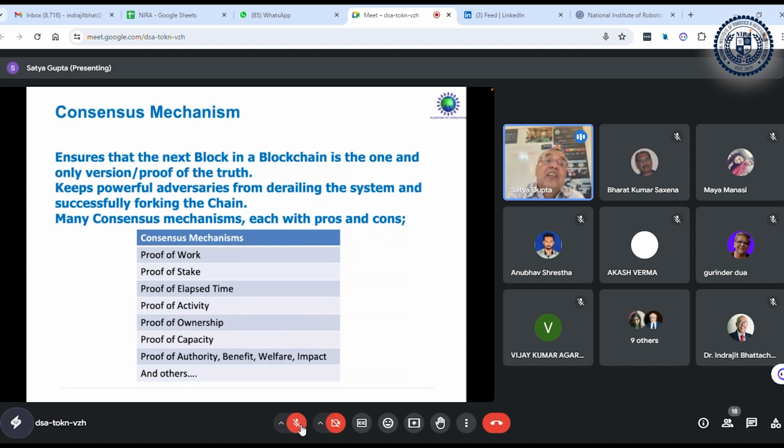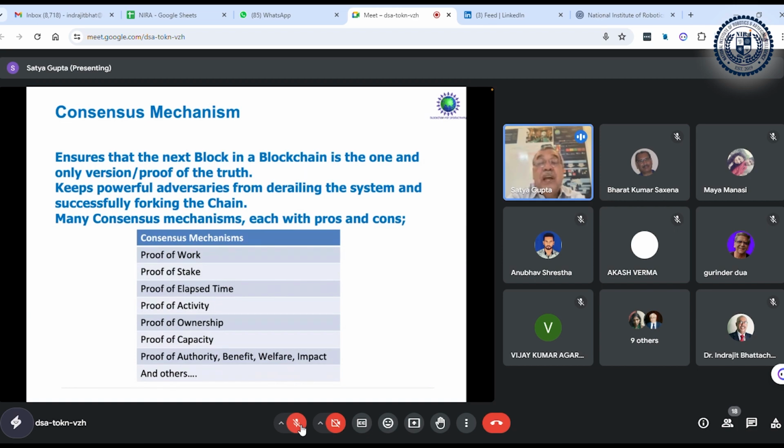So it ensures the next block in the blockchain is the one and only version or proof of truth actually. And that is the trust. Trust is coming through this consensus mechanism, when the majority of the people agree, yes, this is the next one. It keeps a powerful adversary from derailing the system actually, because otherwise in the internet and everywhere these frauds are happening, cyber security issues are there. So to avoid them, we are using a consensus mechanism.